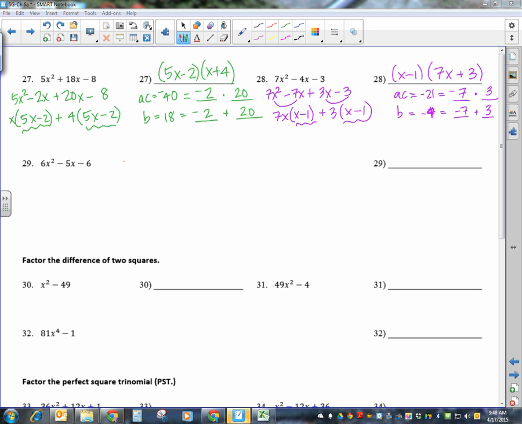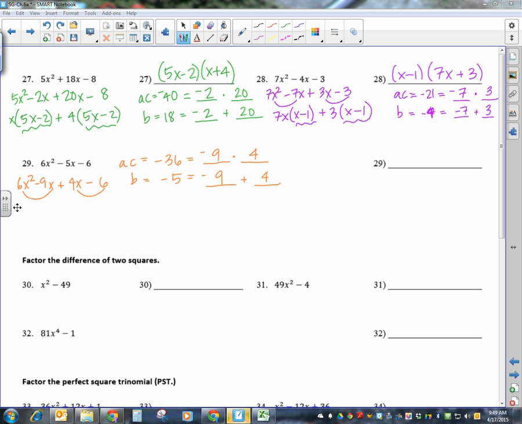6x squared. So this time AC is going to be negative 36. So again, negative means one's negative, one's positive. B is negative 5. As I've said earlier, the hardest part sometimes is figuring out these numbers, but we've talked about it, and if you need some help listing the factors, come see me. This is going to be negative 9 and positive 4. So I'm going to get 6x squared minus 9x plus 4x minus 6.